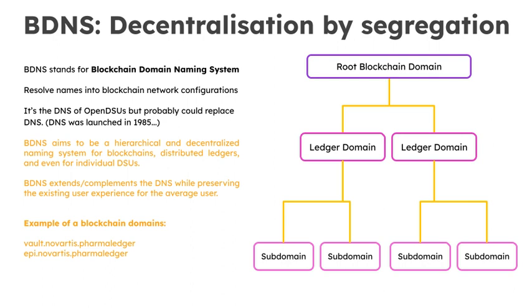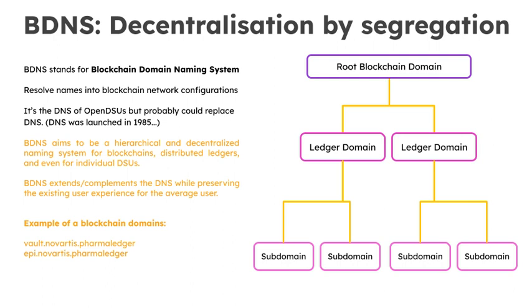BDNS is an extension or complement to DNS, maintaining the familiar user experience for the average person. Examples of blockchain domains could include addresses like vault.company.pharmaledger or epi.company. The domain names used in BDNS, Blockchain Domain Naming System, are essentially just strings. The ultimate goal is to develop a global resolver similar to DNS. However, for now, OpenDSU is primarily used in enterprise scenarios like those of the PharmaLedger Association, and a global system isn't yet necessary.